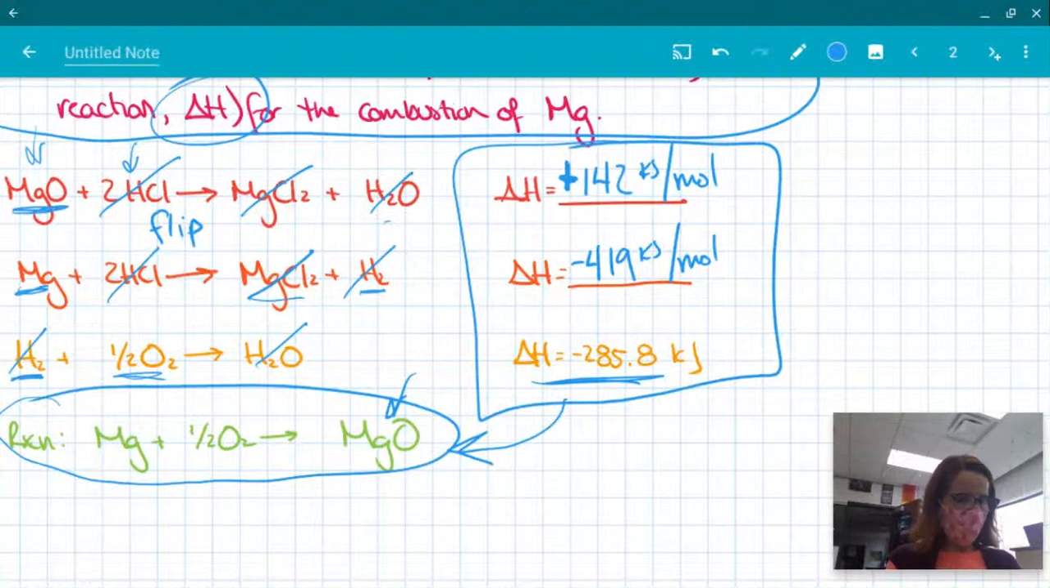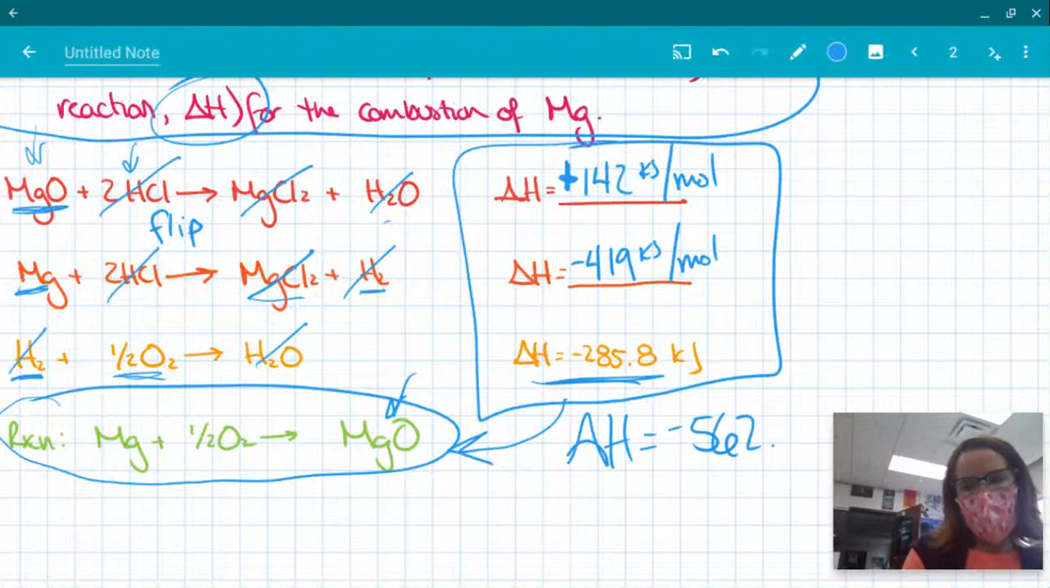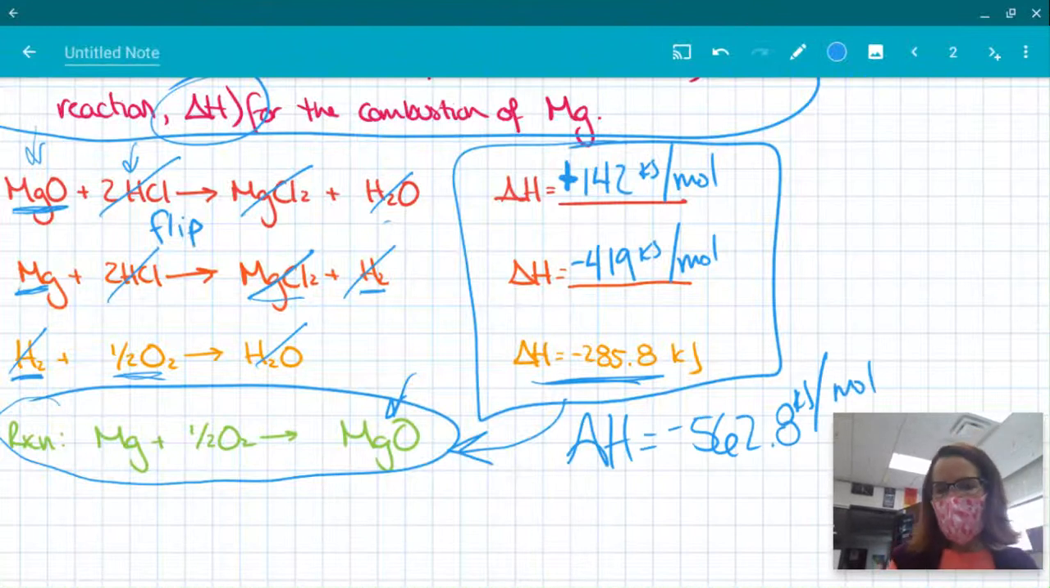Where's my negative sign? Ah, there it is. And I got a negative 562.8. So delta H of the new reaction is negative 562.8, and that would be kilojoules per mole. What did you guys in the room get? 584? You're even closer to the right answer. And you guys did the same lab? Yeah, I just did different numbers.